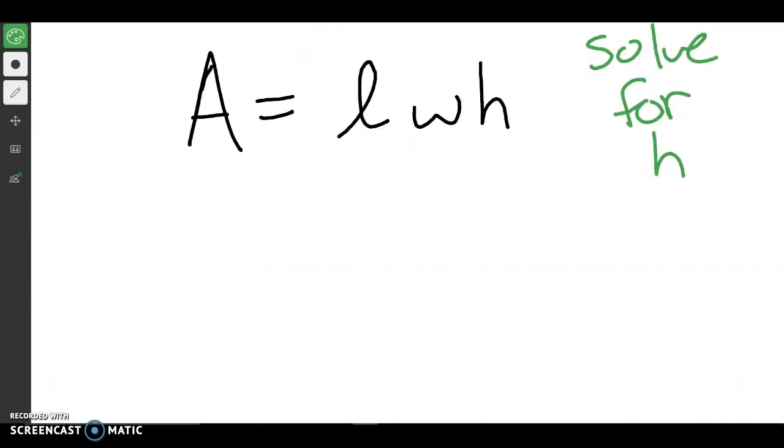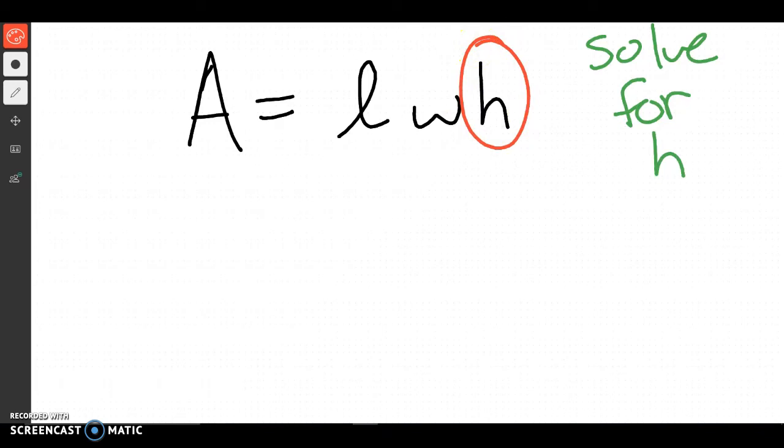Okay, so here's our second literal equation. It's A equals LWH. This time we're going to do something very similar, except we're going to try to do it without splitting it into 2 equations. We're just going to see if we can think through how we would get H by itself.